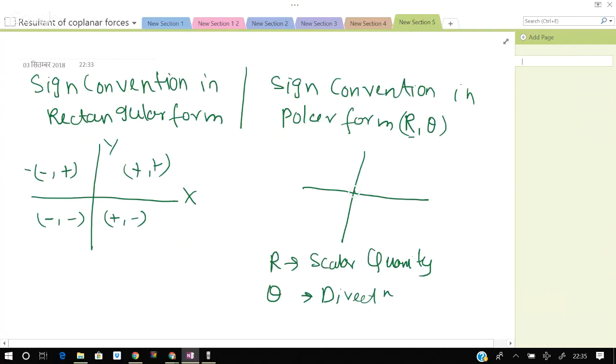Now, if theta is in the first quadrant over here, this is r and theta. Theta over here will be positive since we are measuring it anti-clockwise, and theta is less than 90 degrees.